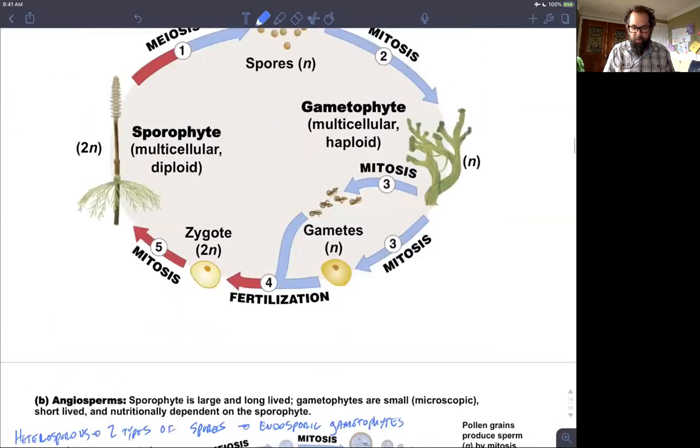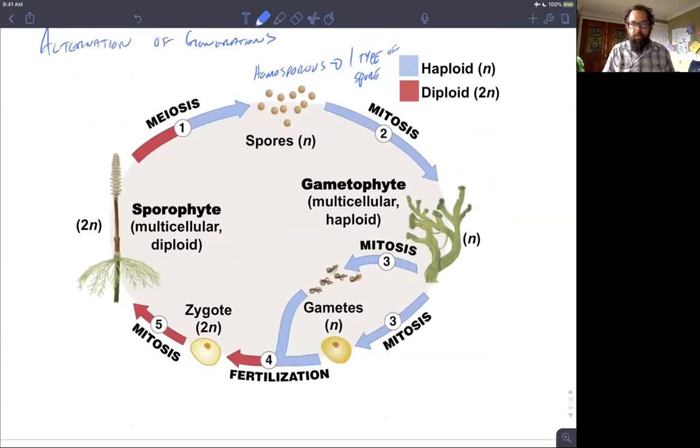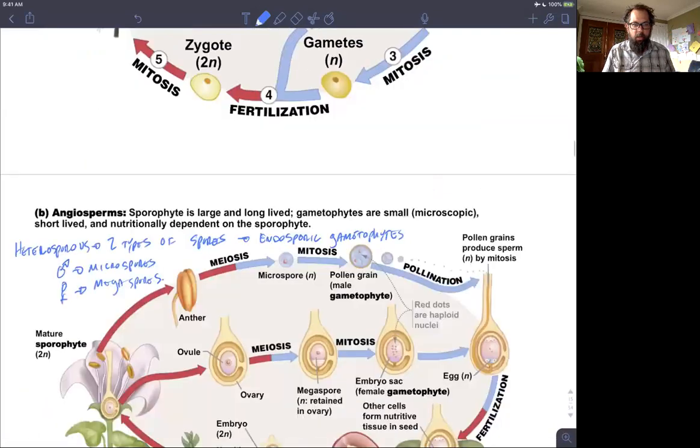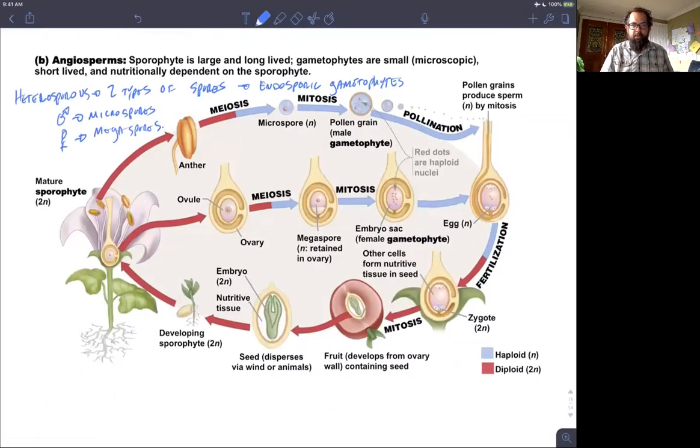When we looked at this fern life cycle, the development of that gametophyte actually happened outside of the spore, right? The spore germinates and grows into this multicellular haploid gametophyte. In this case, these are independent, and then after fertilization of the gametes, we then move into the sporophyte stage. Well, here the gametophytes actually develop inside of the spore walls.